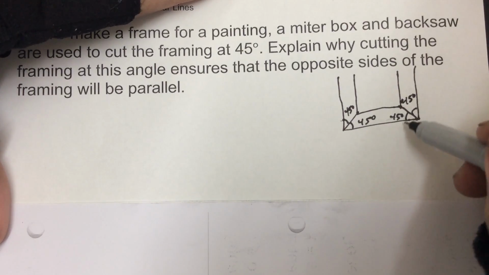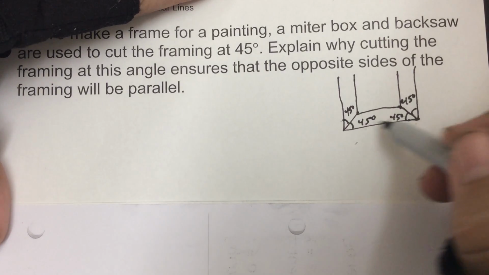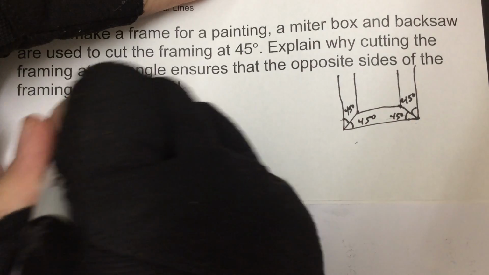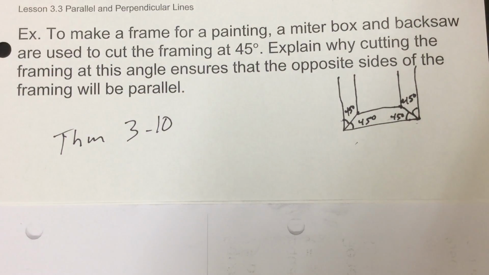So why are these parallel? Well, 45 and 45 make these 90s. So each corner is going to be 90, and they're going to be 90 to the same thing, which is this bottom board. So by Theorem 3.10, those opposite sides are going to be parallel, because 3.10 says if they're perpendicular to the same line, they're parallel to each other. Okay.